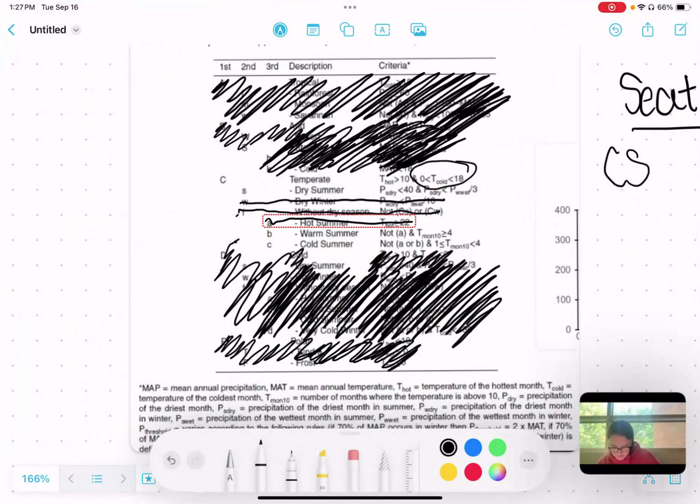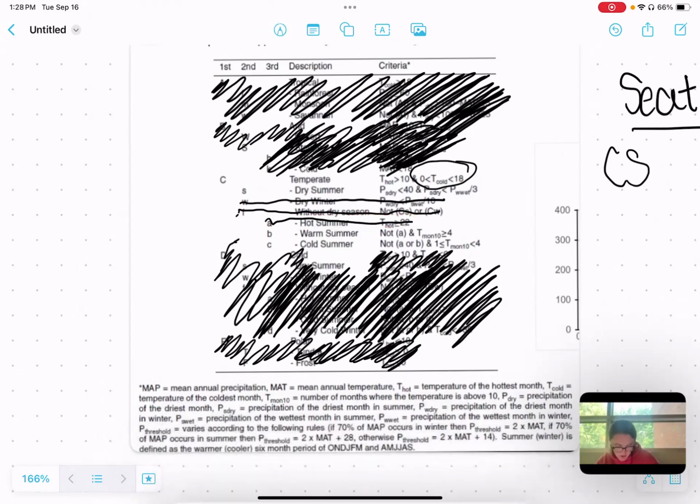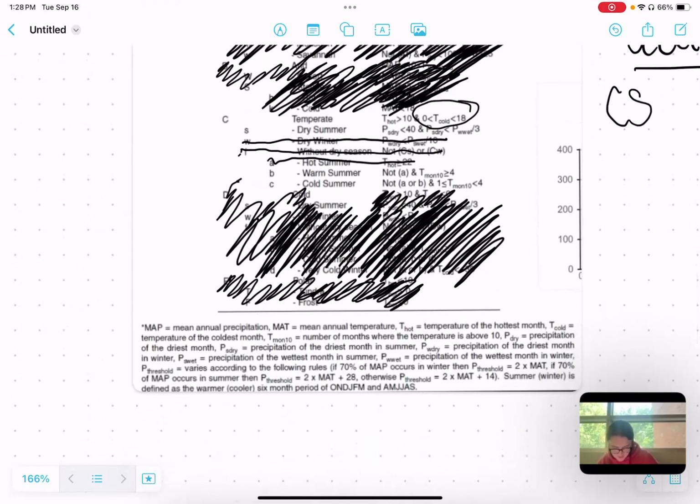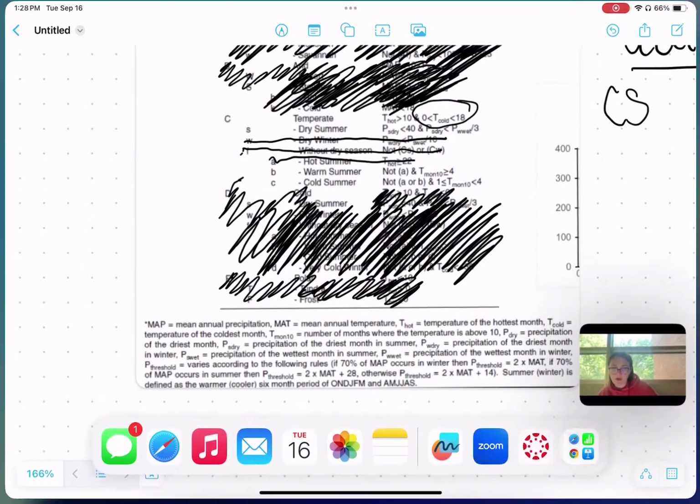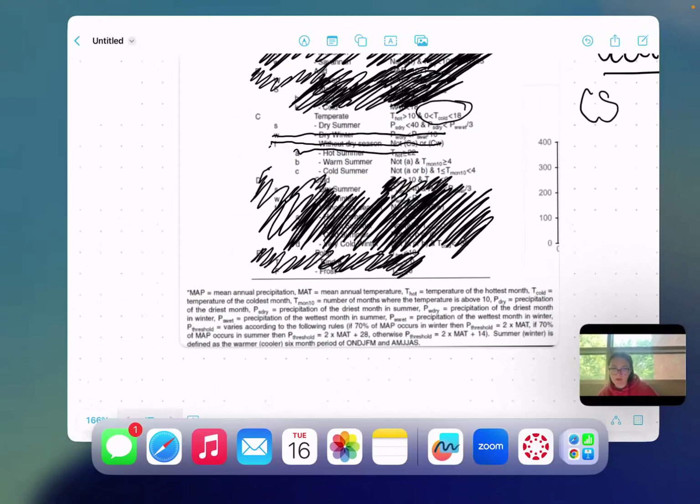So T mon 10. So is that greater than 4? Basically, if we come down here to our little handy dandy thing, T mon 10 is number of months where the temperature is above 10. So is the number of months, so in this case 4 months, are there 4 months throughout the year where the temperature is greater than 10?